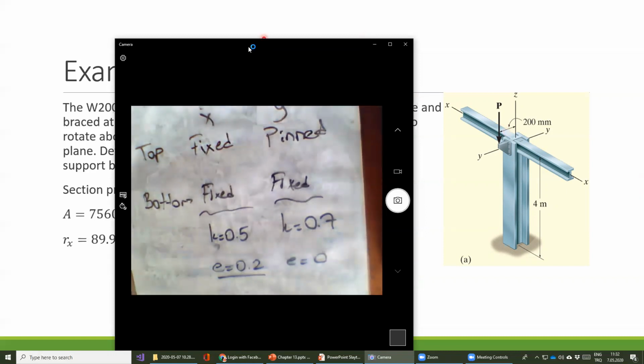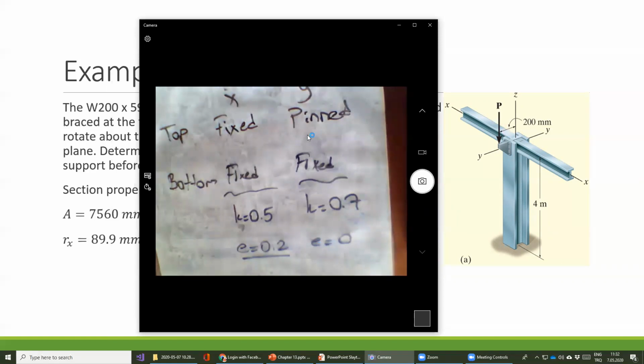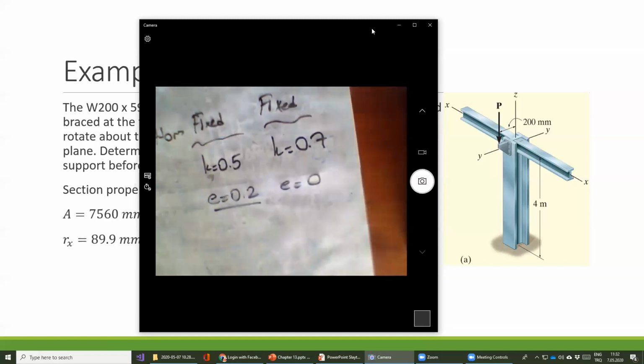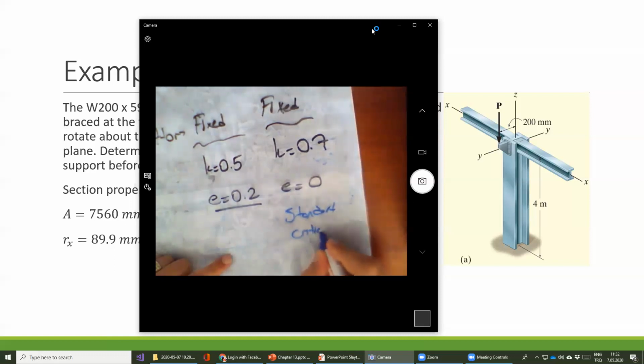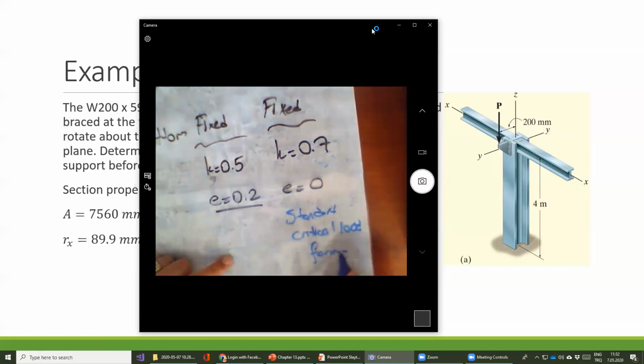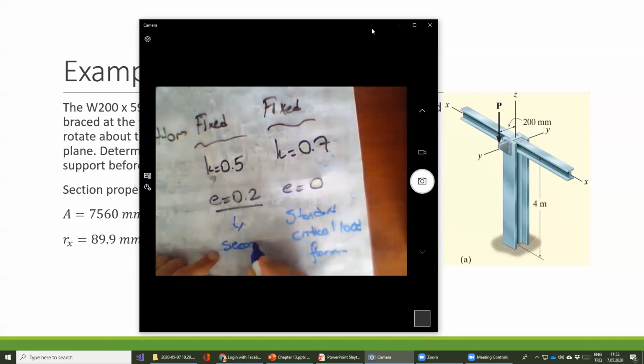For the y-axis, we will use a formulation similar to the earlier buckling load, the standard critical load formulation. But for the x-axis, we will use the second formula.